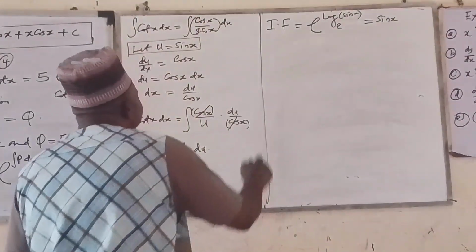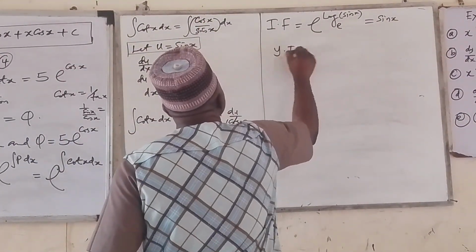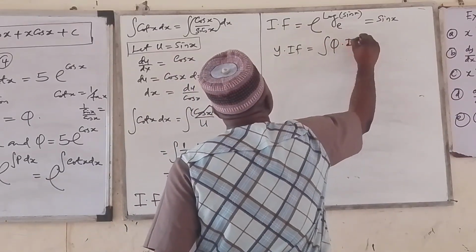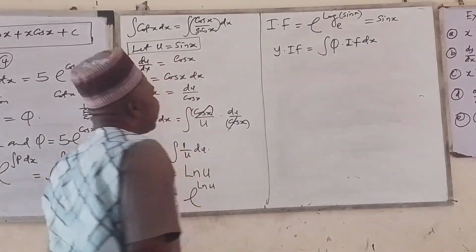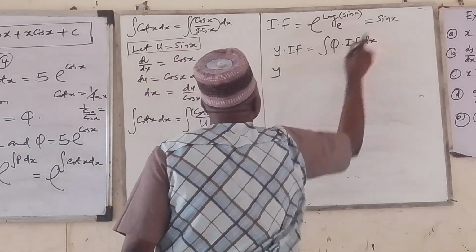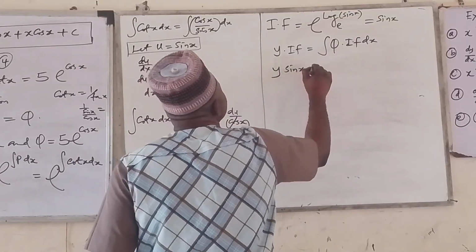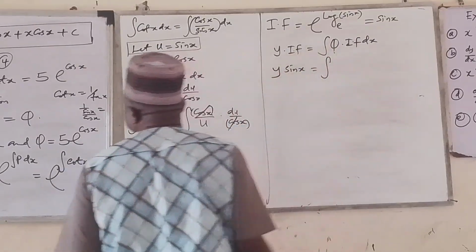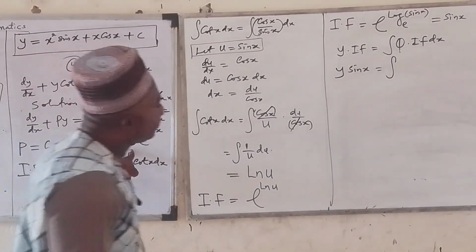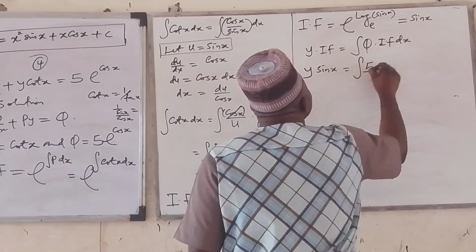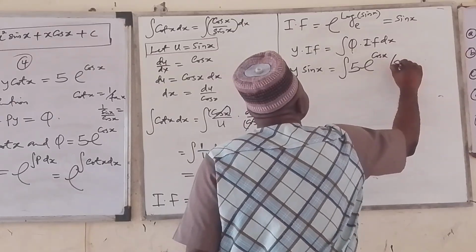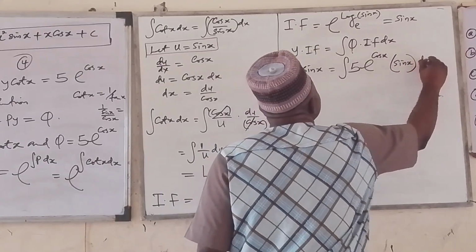Now let's look at this. We said the equation is y times the integrating factor is equal to the integral of q times the integrating factor, with dx. Now the integrating factor is sine x, so let's put it there. y sine x is equal to the integral of q, which we said is 5 e raised to the power of cos x, times the integrating factor sine x, dx.